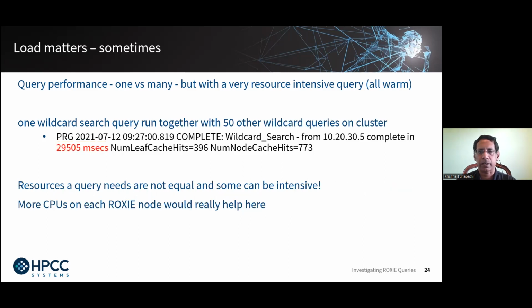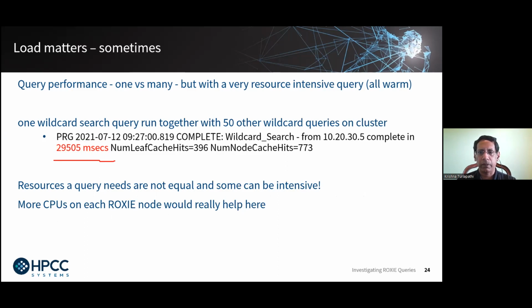Now let's take it a step further. If you run the same wildcard query with 50 other wildcard queries, you can see the performance deteriorates drastically to 29,000 milliseconds from 2,500 milliseconds when the cluster was idle and no other queries were running. This is because all the 51 queries are resource intensive, causing a contention for resources.